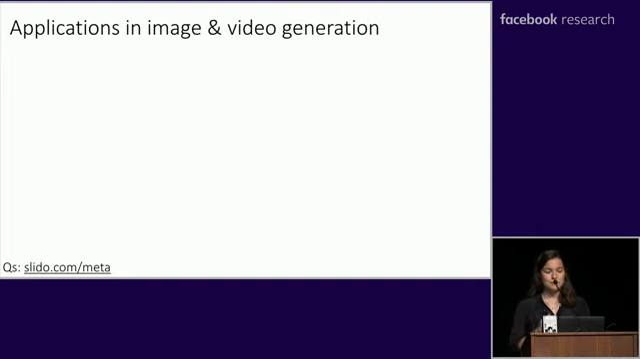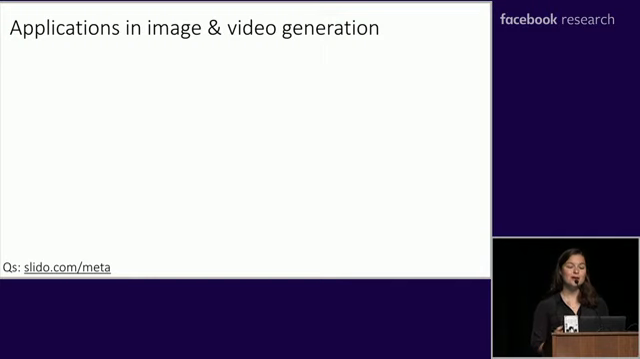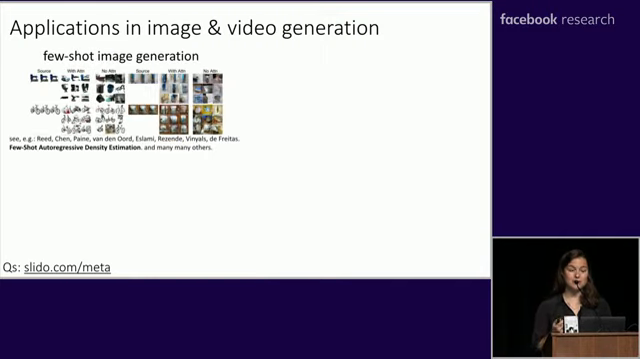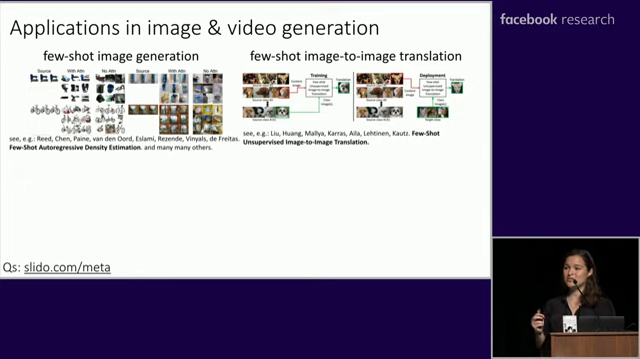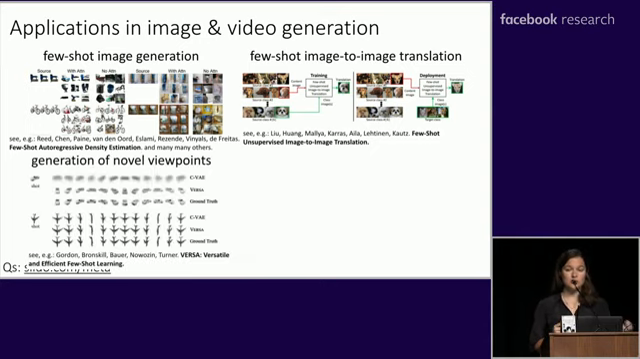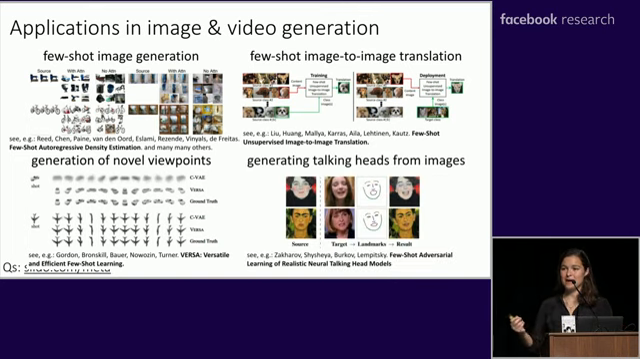Beyond some of the typical supervised computer vision problems, people have also looked at generative modeling with metalearning methods. This includes few-shot image generation, few-shot image-to-image translation, where you want to translate between different types of images, where you want to translate things to a new type of animal that you haven't seen before. Also, generation of novel viewpoints given a single viewpoint, as well as generating videos of people from just a single image of that person.